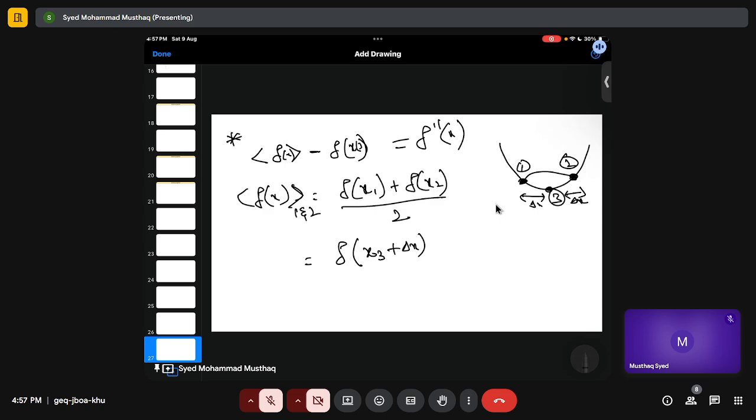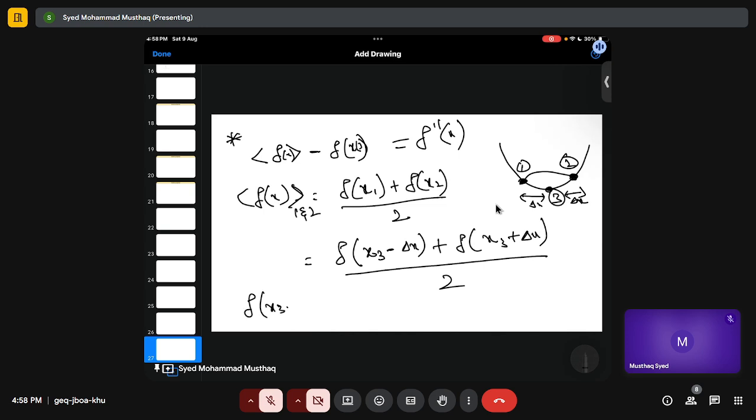Sorry, x1, right? So x1 should be x1 minus delta x. x3 minus delta x plus, what is my x2? x3 plus delta x upon 2. So whenever you see this, you apply Taylor expansion. Okay. Now what is my Taylor expansion?